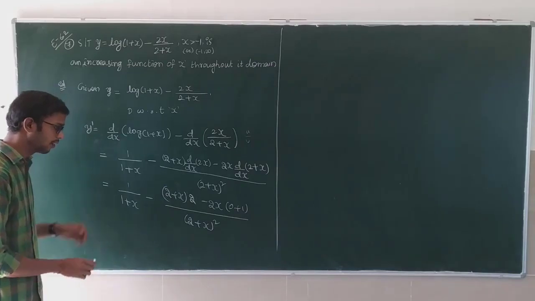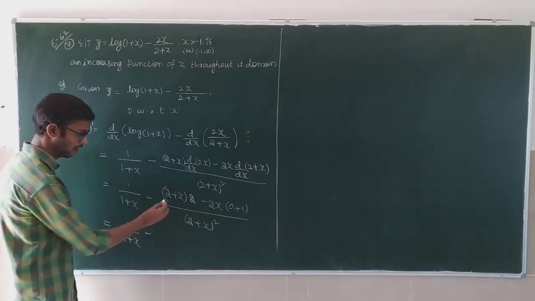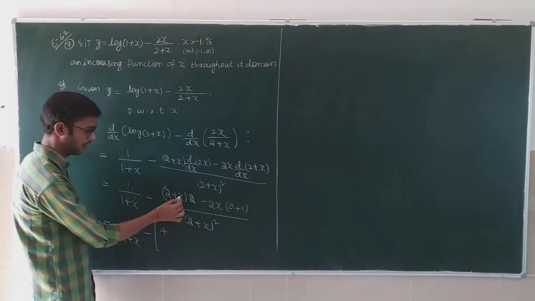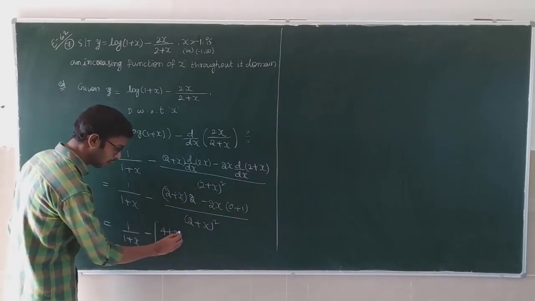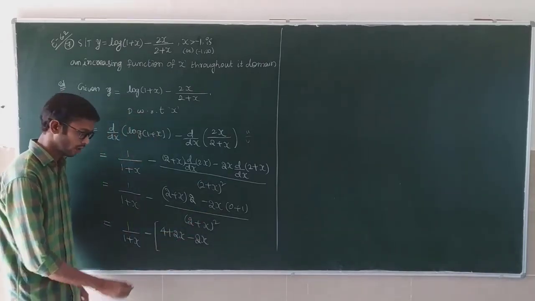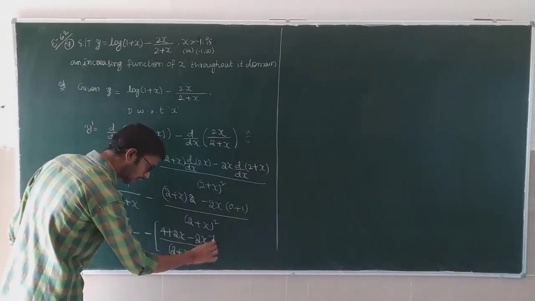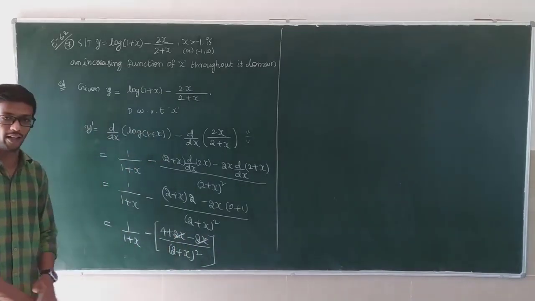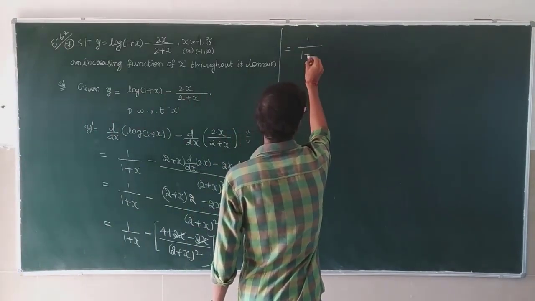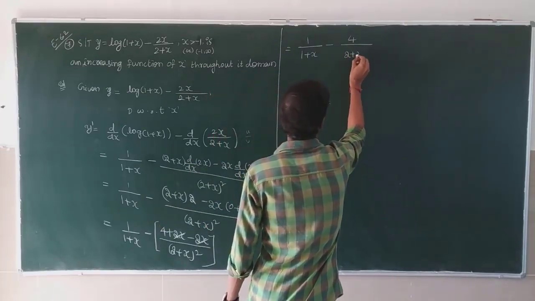Next, simplify this one. 1 by 1 plus x minus, making the product, 4 plus 2x minus 2x divided by 2 plus x whole square. The 2x and minus 2x get cancelled. So now, in one step, it is 1 by 1 plus x minus 4 by 2 plus x whole square.